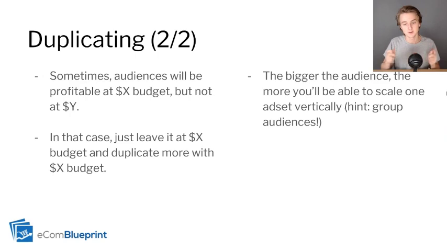Now, one tip is the bigger the audience, the more you'll be able to scale one ad set vertically. So if you have an audience with like a few million people, you should be able to scale to at least 500 a day or more in budget. And so one thing that you can do to achieve these bigger audiences is you can scale by grouping. And I talked about this in the last video. But if you're trying to scale to like the United States, for example, what you could do is take 3 or 4 lookalike audiences with a similar cost per purchase and then stack them into one ad set, which will give you a large audience. And then you can increase the budget quite significantly and see if that works. And so that's one good tip.